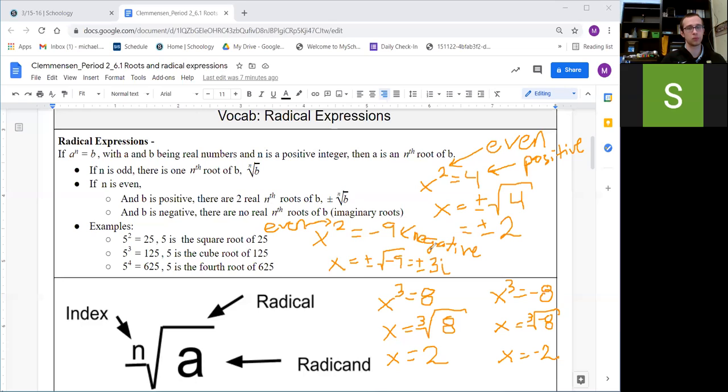Let's pause for a second. Does anybody have any questions on what we've gone over so far, for either even and positive, even and negative, or odd? Does anybody have any questions on any of these three sections that we went over? Anybody completely lost and want me to go back over anything? Any of that type of stuff? Let me know.